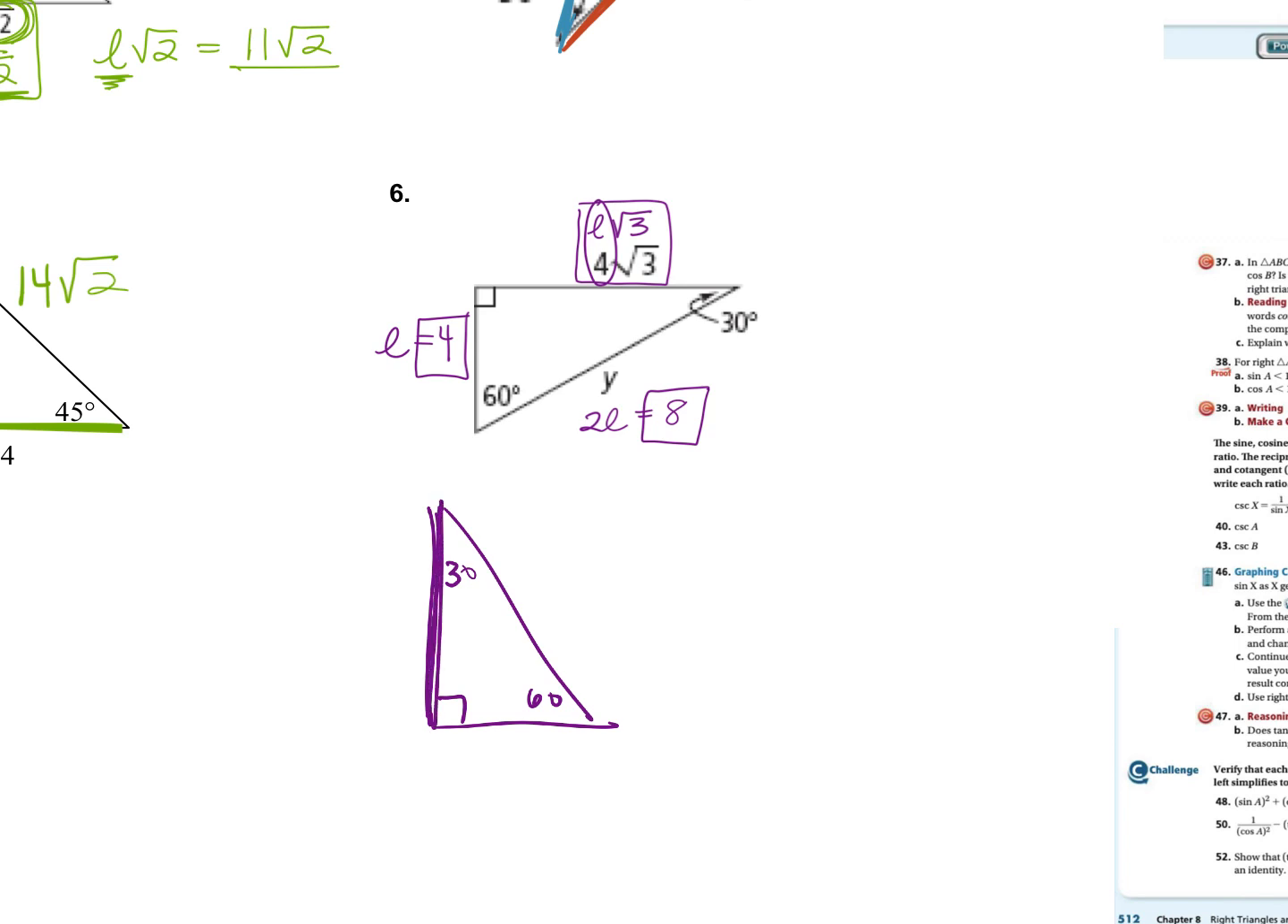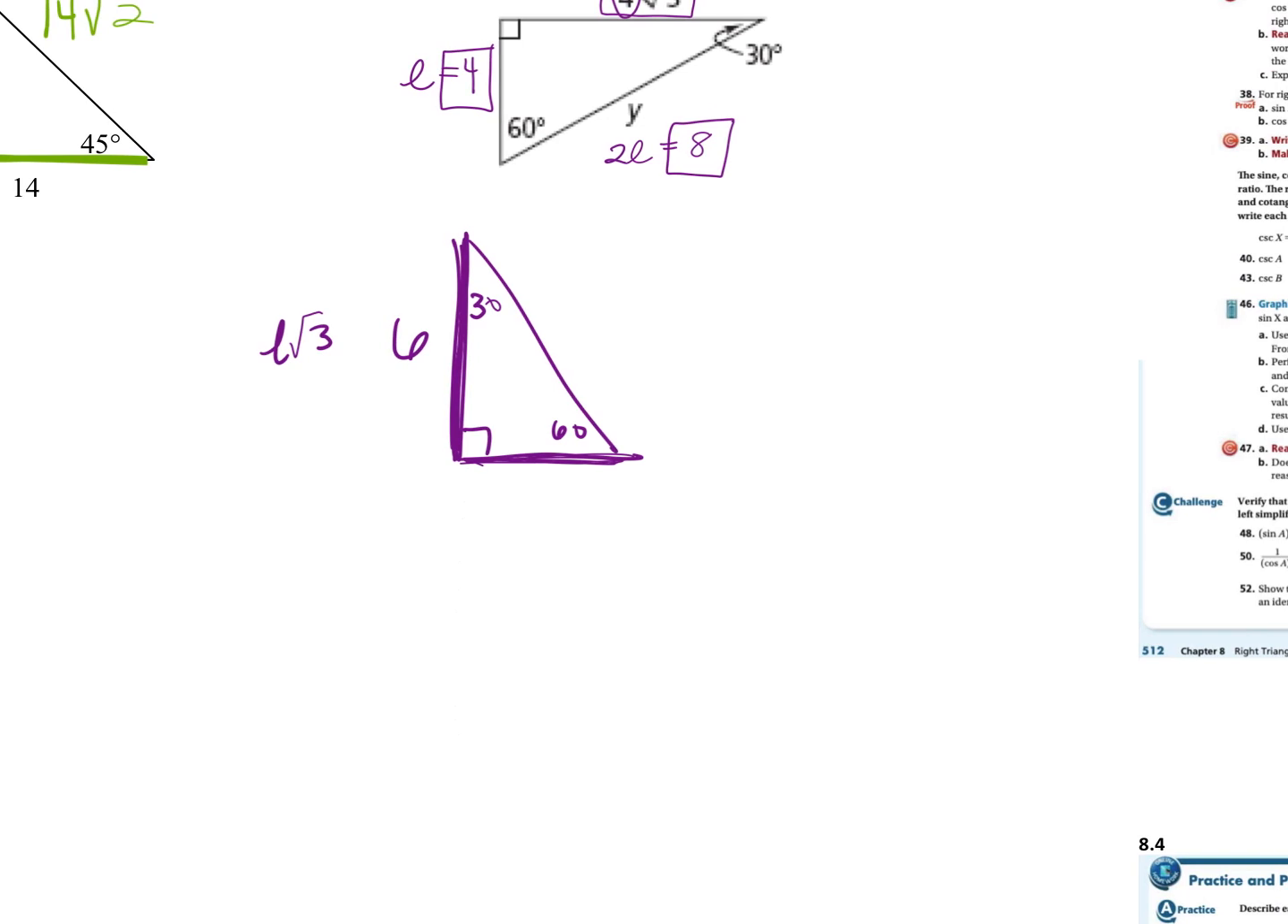Let's say the longer leg, so this is your L rad 3 side, is 6. What do you do to find the shorter leg? This is the fancy one, the shortcut. Divide by 3. So is the shorter leg 2? It's not 2. You have to multiply by what? Rad 3, right? If you're dividing by 3, you're multiplying by rad 3. So this is 2 rad 3, which means the hypotenuse is what? 4 rad 3, right? We double this.